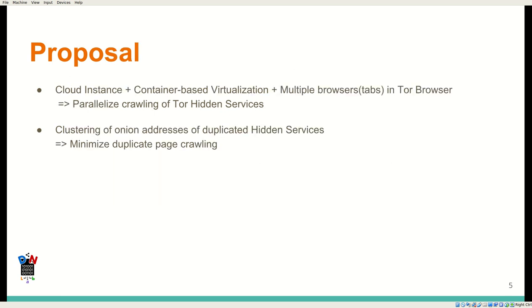We use the following methods for problem solving. One is parallelized hidden service crawling through cloud instances, container-based virtualization, and multiple browsers using tabs in the Tor browser. And clustering duplicated hidden service to minimize duplicate page crawling.